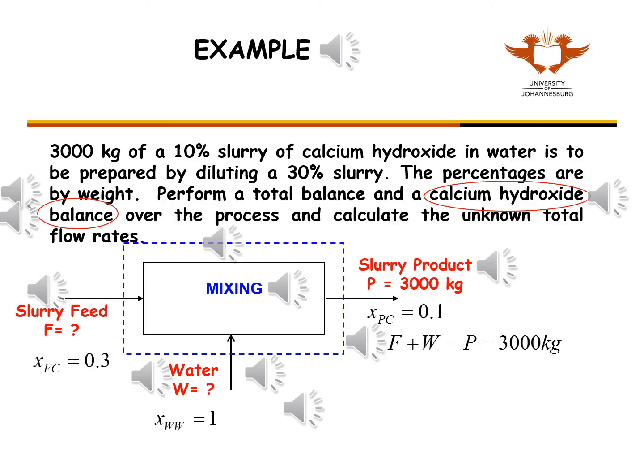You are also asked to do a calcium hydroxide balance over the process. This is a component balance for calcium hydroxide. The calcium hydroxide in streams F and W enters the process, while the calcium hydroxide in stream P exits the process. From the last slide, a compound flow rate is calculated by multiplying the mass fraction by the total flow rate, giving the following. Hence F is equal to 1000 kilograms. Substitution into the first equation gives the following.